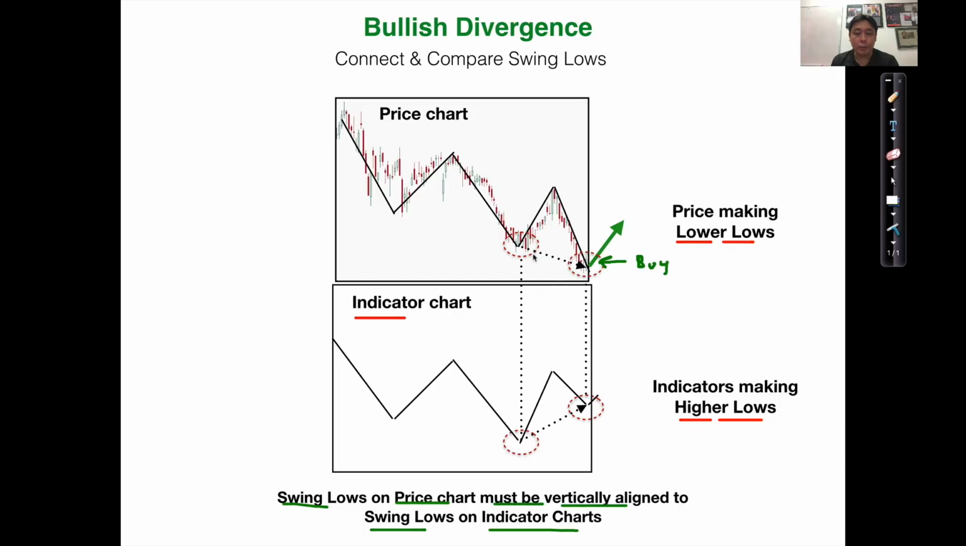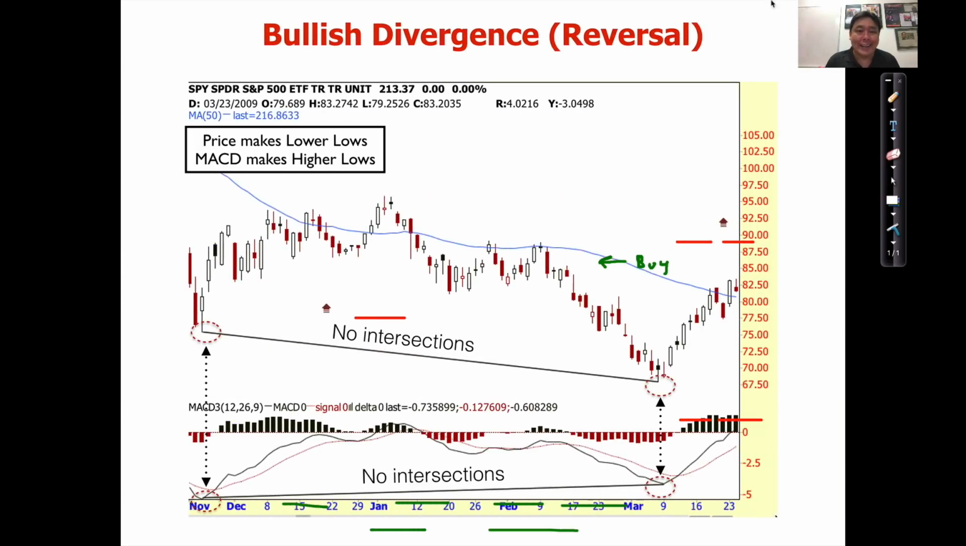And when you draw the two lines, they cannot intersect anything in between. Let's look at some bullish divergence in action. Over here we have the SPY, the S&P 500 ETF, and bullish divergence appeared on the 9th of March. At this point, the 9th of March, we had bullish divergence again.